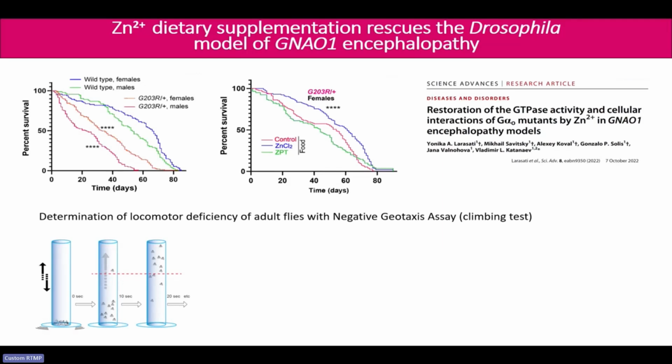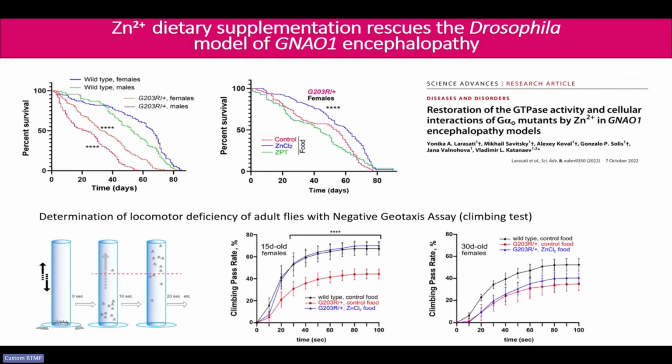We also determined locomotor deficiency in adult flies. For this we use a negative geotaxis assay. When flies are tapped to the bottom of a cylinder, they try to go away. It's a normal reaction of flies, and the speed of passing this red line can be counted.